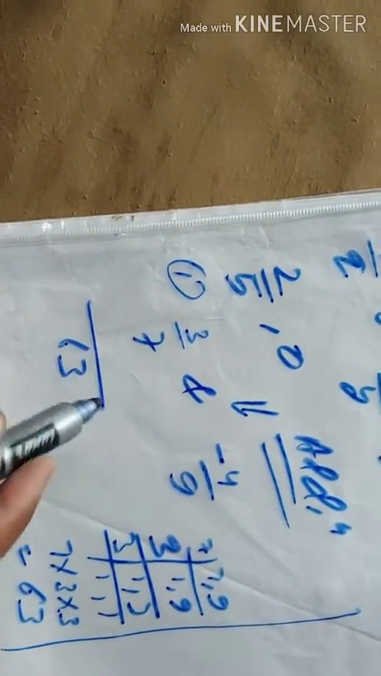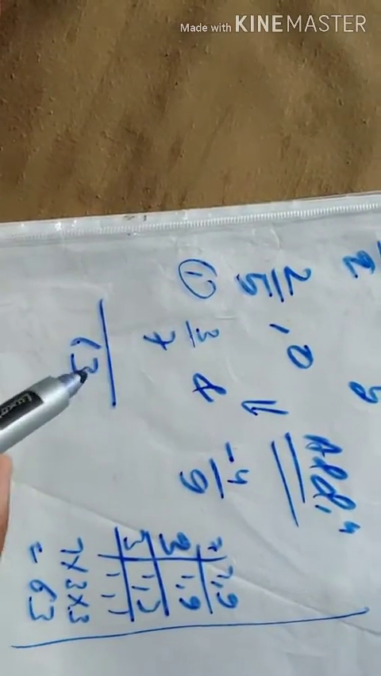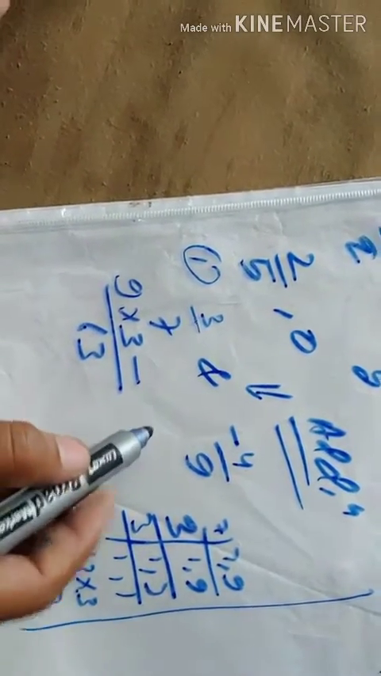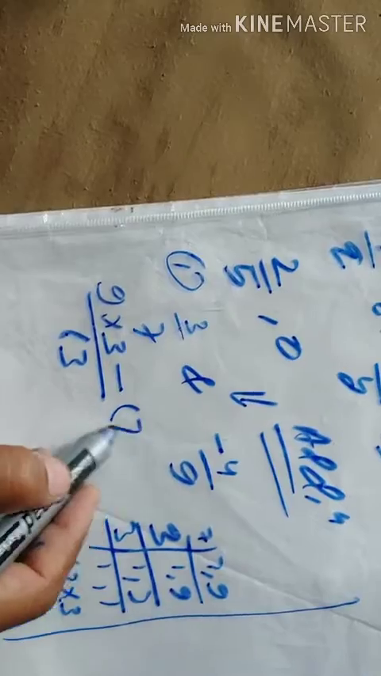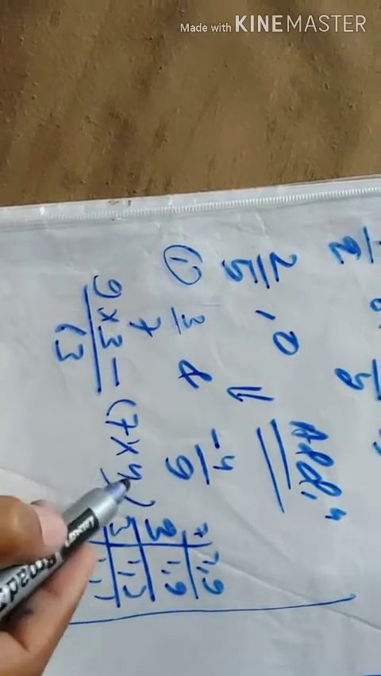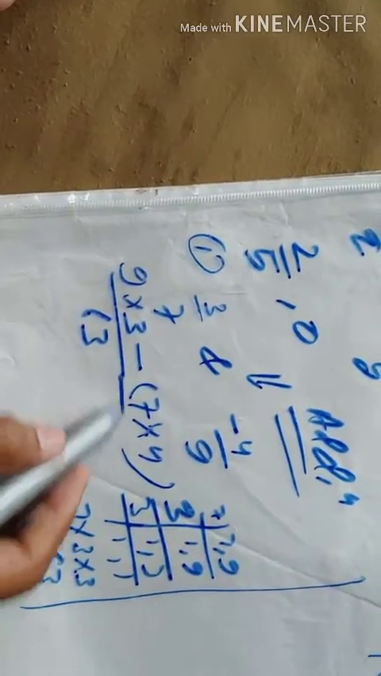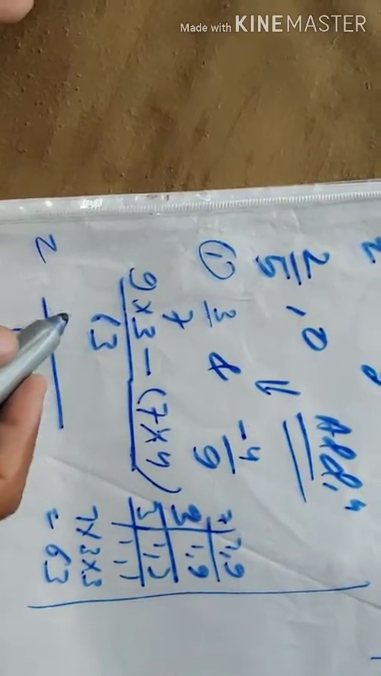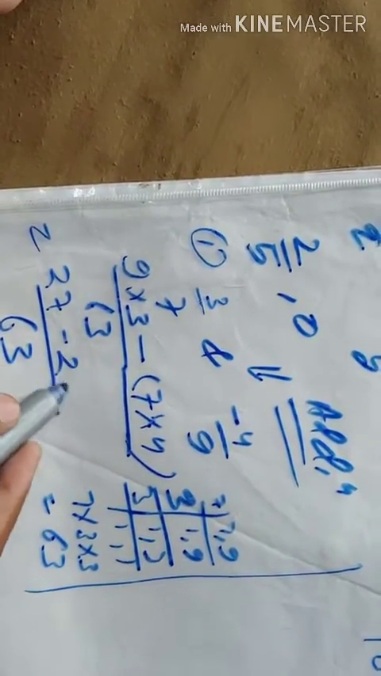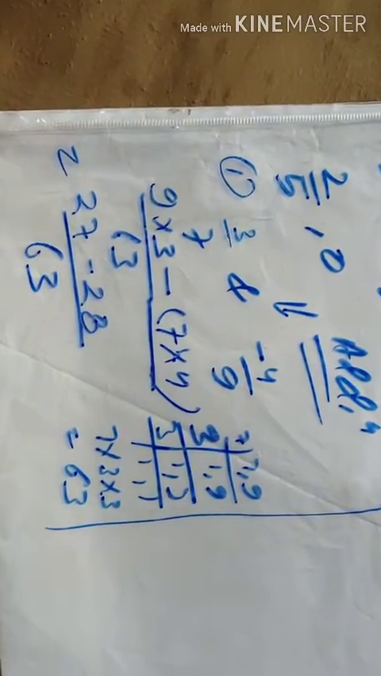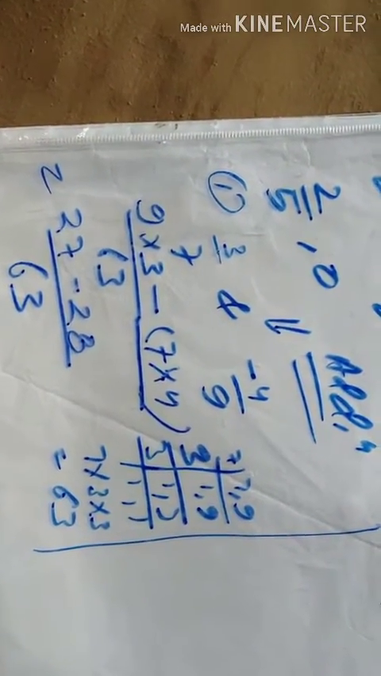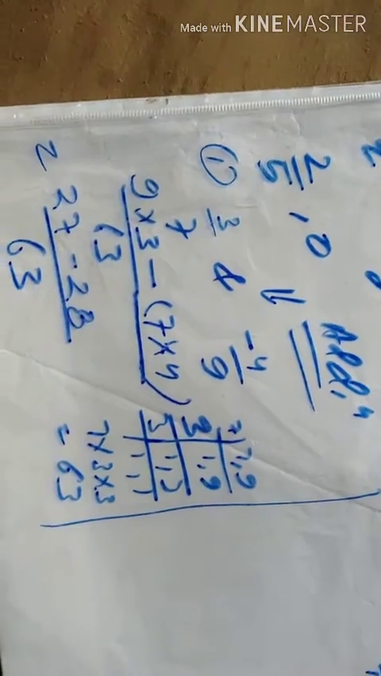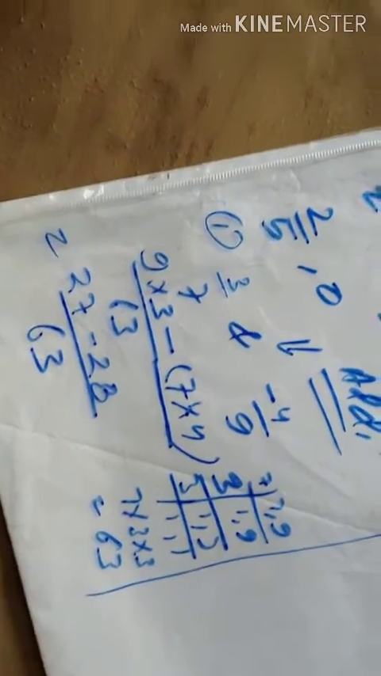63. So what are you going to do here? 7 9 ja 63, just write 9 here, 3, and the minus symbol is here. Just put a bracket. 9 7 ja 63, cross 4. Again 63. 9 3 ja 27 minus 7 4 ja 28. You are getting 27 minus 28 upon 63. This is your next step.